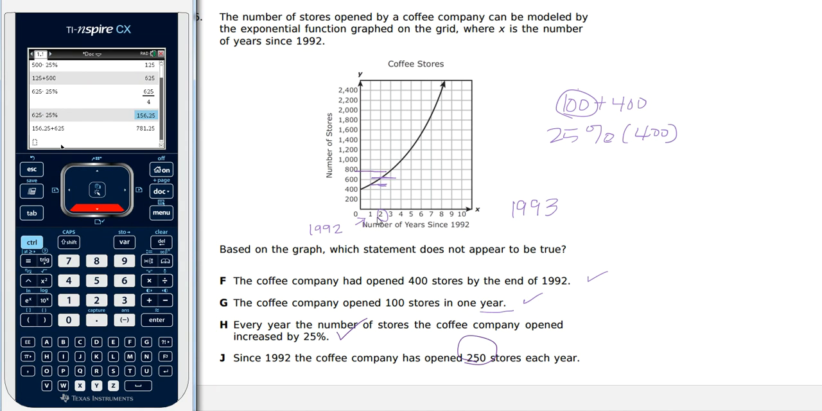So far, we haven't seen an increase of 250 stores at all, and this would be a linear relationship where it increased by 250 every time, like we would add 250 every time instead of multiply by 25% and then add that on to the previous number. So it looks like our answer is J.